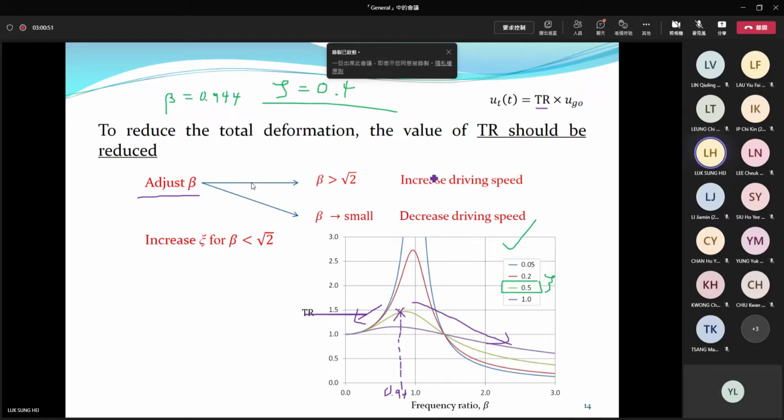You can increase the driving speed to make beta bigger, so that TR becomes a small number, especially if you have a large beta. Or you may reduce the driving speed, then TR may converge to a number like 1. The other way is to increase the damping ratio. Increasing the damping ratio is normally able to reduce the motion.